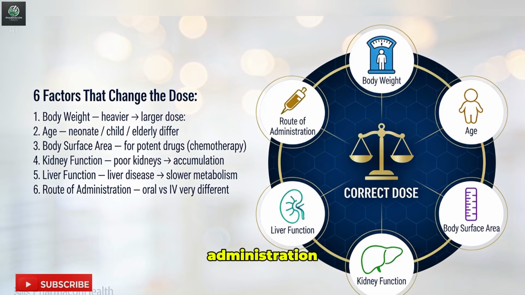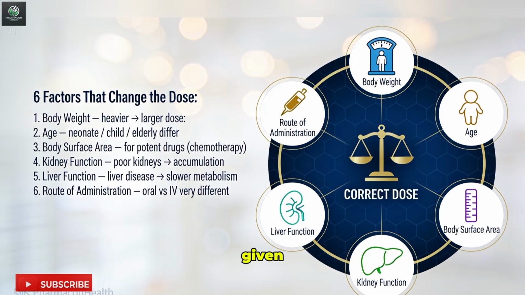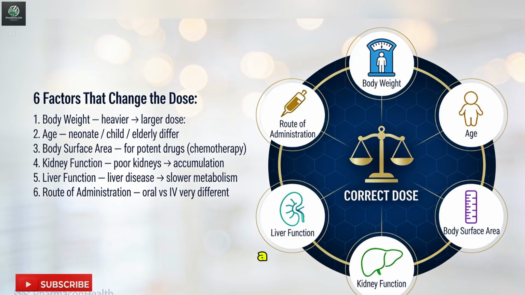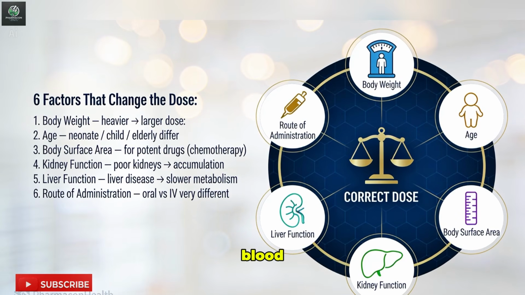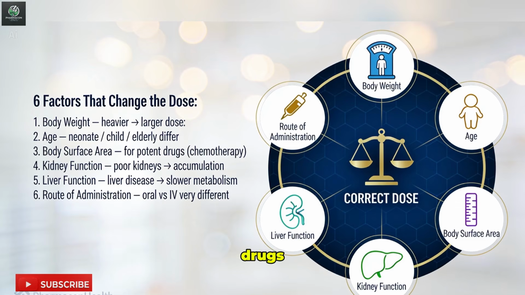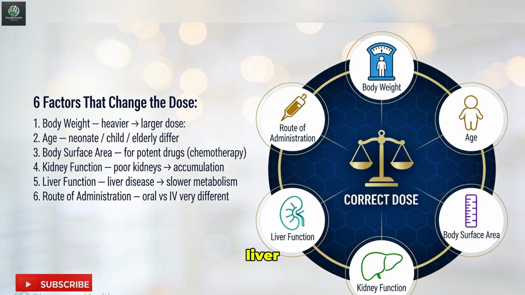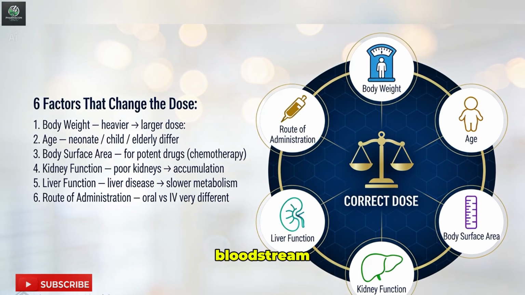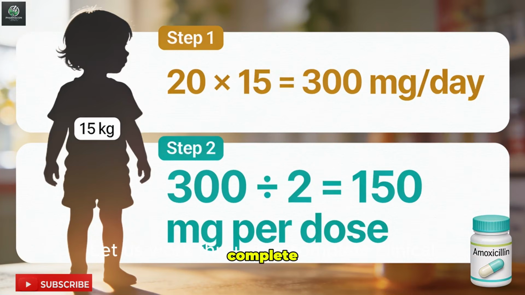Sixth, route of administration. The same dose given by mouth and by injection into a vein will produce very different blood levels because oral drugs must pass through the gut and liver before reaching the bloodstream. Let us work through a complete clinical example step by step.